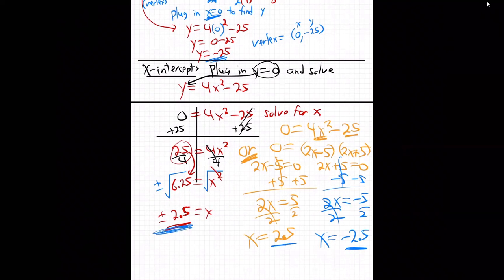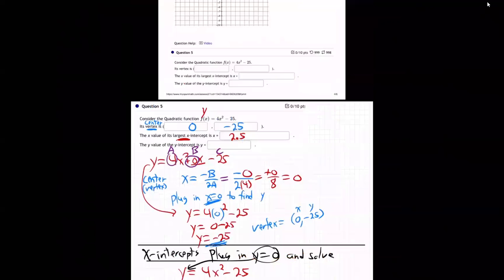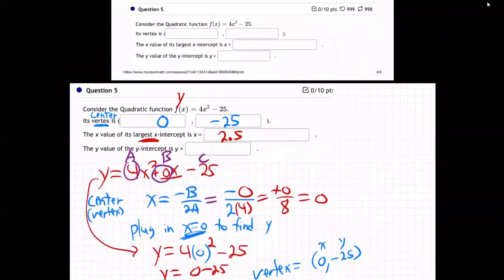And they only want the larger one. They only want the positive 2.5. For whatever reason, they're only asking for the larger one. So you can do it either way. You can do the parenthesis factoring thing and then set each part equal to 0, which we've done before. Or I'm giving you another way where you can just get the x squared alone and put the root on both sides. And don't forget to put plus or minus. Get the two answers. So that's the X-intercept.